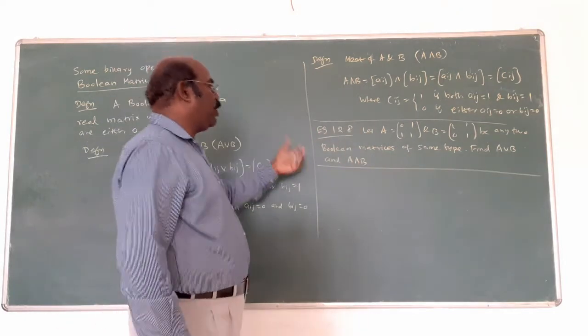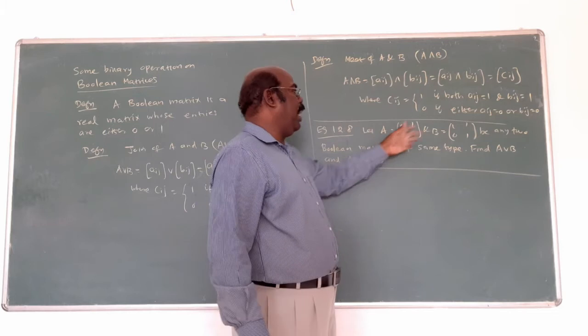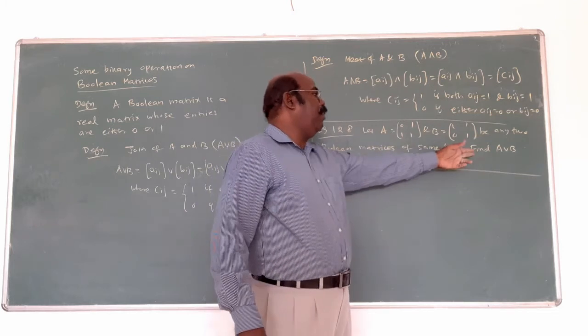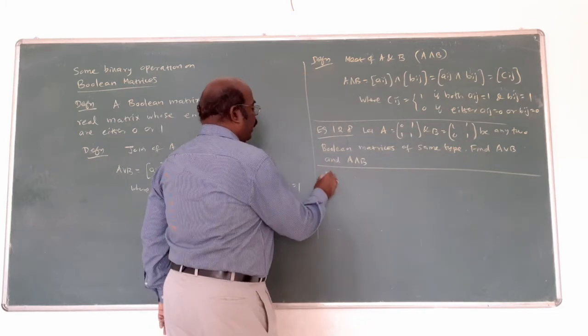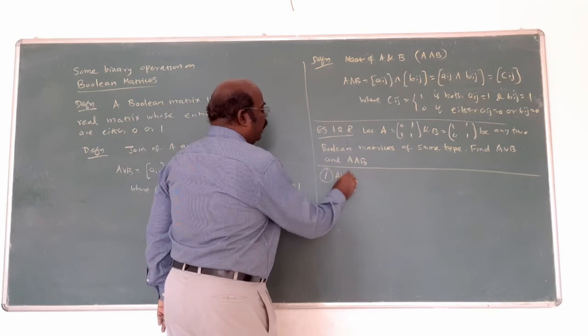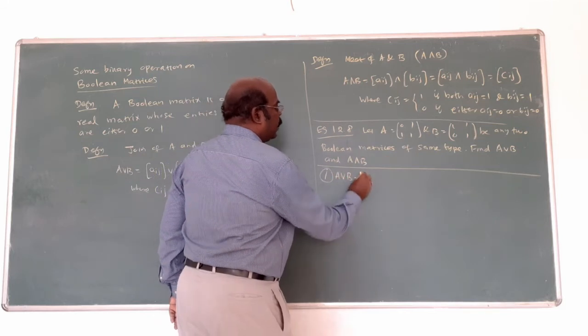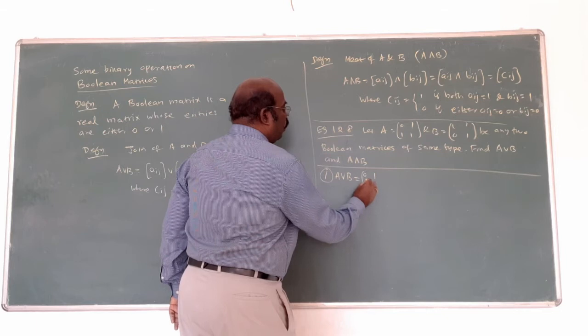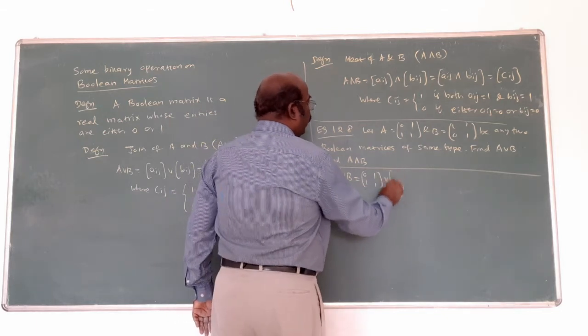Now the first question, 1.8. A and B are given. What is being asked? Find the first one. A, the first one is what? A, this section to B is asked. A is what? 0, 1, 1, 1. Next again 1, 1, 0.